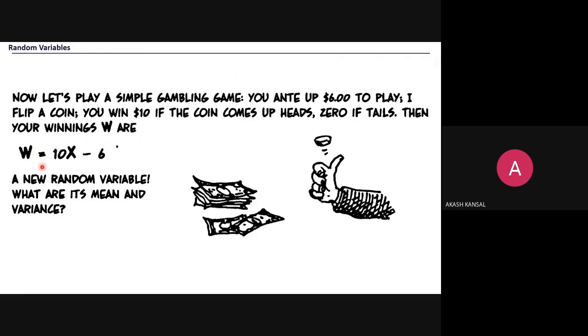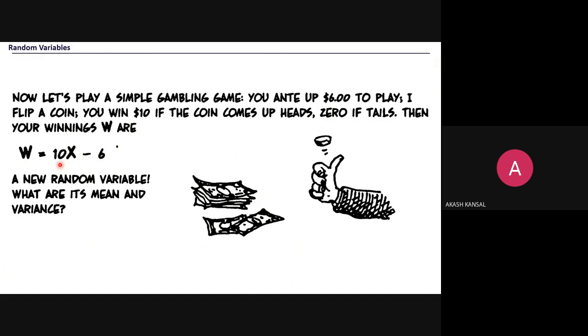So my winnings are going to be 10X minus 6, right? Why 10X? Because my winnings are going to be $10, and I have already given up 6. So if I calculate my winnings, it's going to be 10X minus 6. If a head comes up, this X will be 1, and winning would be $4. Otherwise, if a tail comes up, this would be 0, and my winning will be minus 6, because I've already given up $6, right? So this will be the random variable.